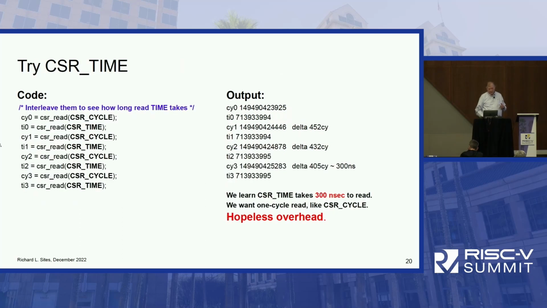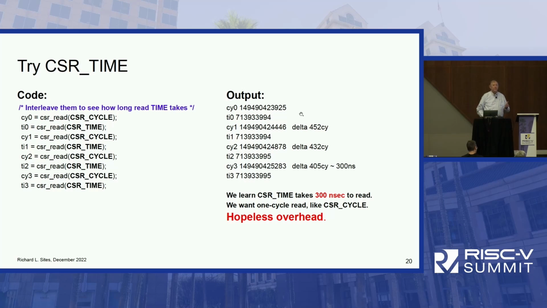So I switched to looking at the time counter on the Unmatched board. So I did read the cycle counter, read the time counter, cycle counter, time counter, cycle counter, time counter, and print it out. And what I found was, between these two reads of the cycle counter, this read of the time counter took 452 cycles.